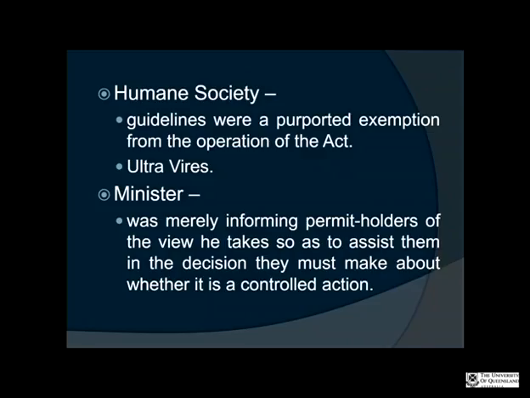The minister's response to the court was, no, no, no, I'm merely informing permit holders of the view that I would take to assist them in their decision that they must make about whether or not it's a controlled action. Okay, so he's saying, well, yes, they still need to decide whether or not to refer it. I'm just assisting them in deciding whether or not they need to refer it to me.